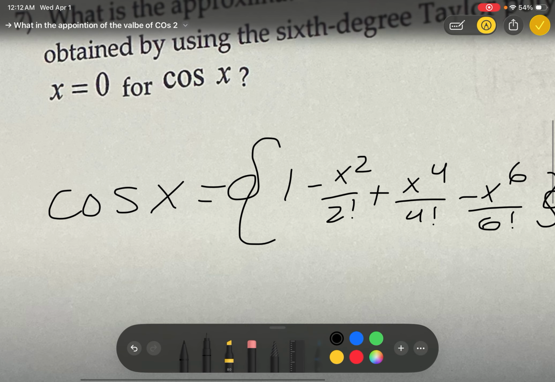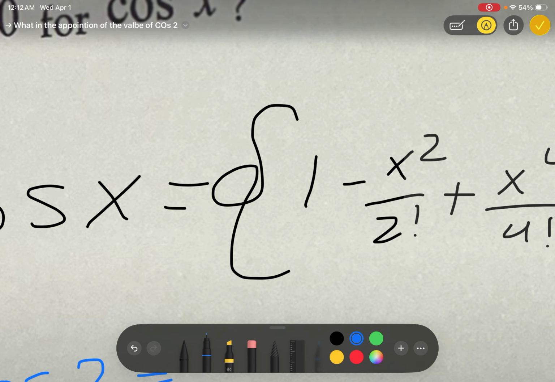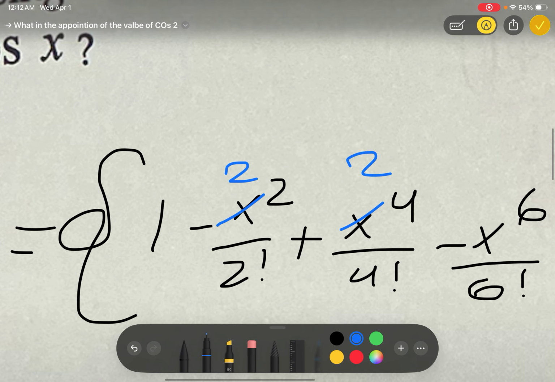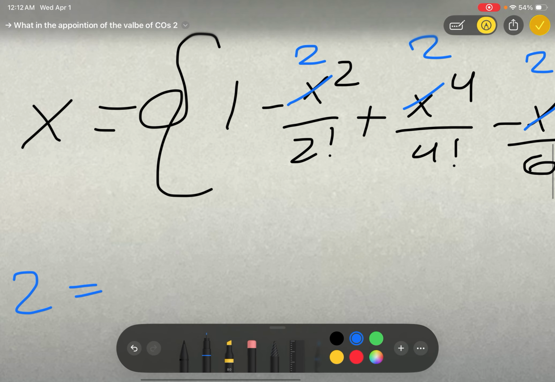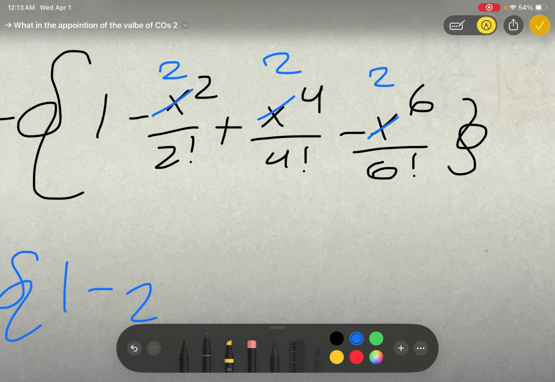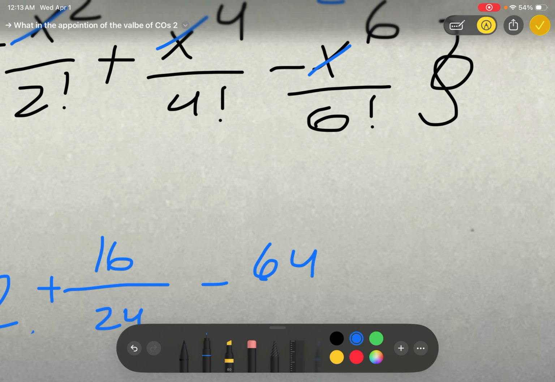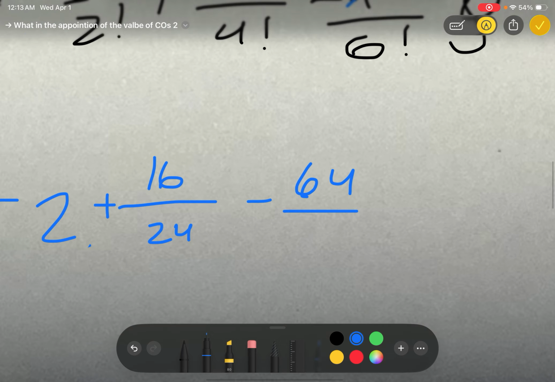Now we need to do cosine of 2. So basically, replace all your x values with 2. That's basically what it's telling you. So it's going to be 1 minus 4 over 2 factorial. We can just subtract that and turn it into a 2. 2 to the 4th is 16, so it's going to be plus 16 over 4 factorial, which is 24. Minus 2 to the 6th power is 64 over 6 factorial, which is 720.